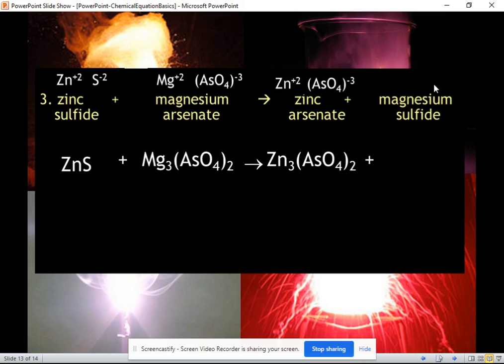Plus magnesium sulfide. So this just goes back to what is the magnesium? Sulfur, sulfide, 2 and 2, which reduces to MgS. All right.